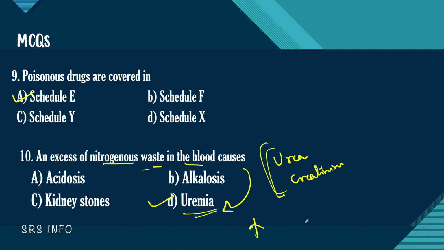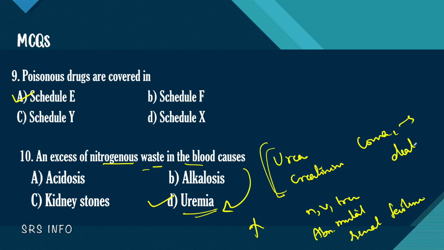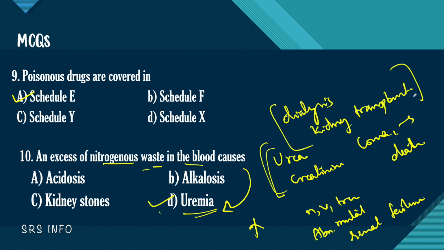And when this uremia occurs, then there is loss of appetite, nausea, vomiting, tremors, abnormal mental function, even renal failure occurs. Renal failure will also lead to coma, which may lead to death. So this is a very dangerous condition when the excess of nitrogenous waste becomes abundant in the bloodstream. The most proposed treatments are dialysis and kidney transplantation. Dialysis and kidney transplant are the mainly proposed treatments for this uremia.